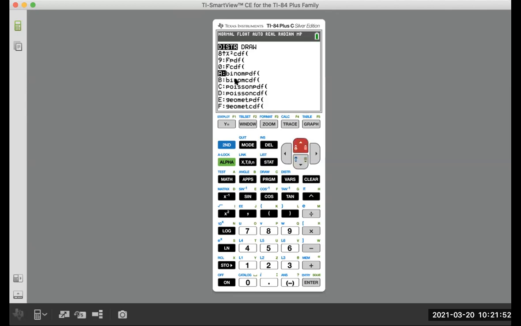Now there is a binomial PDF and a CDF. PDF if I have an equal sign, CDF if I have an inequality. I have an equality, so I use the PDF. Number of trials, 16. Probability of success, 1/2, 0.5. How many successes do I want? 14.